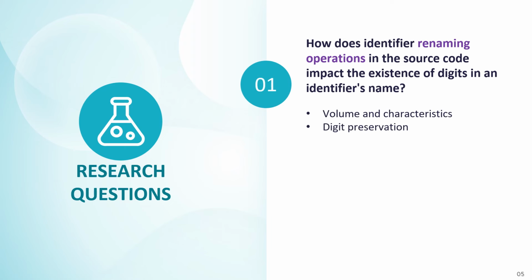To this extent, we formulate two research questions. In the first RQ, we take a quantitative approach and examine the extent to which digits are present in an identifier's name and how they change over time. We look at the volume of such identifiers and how rename operations impact them.